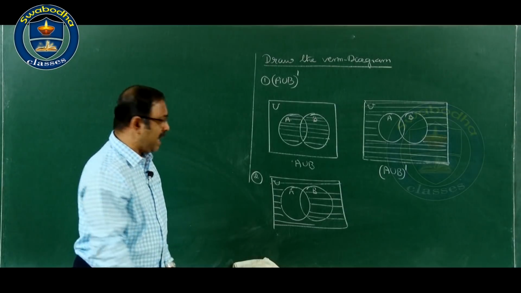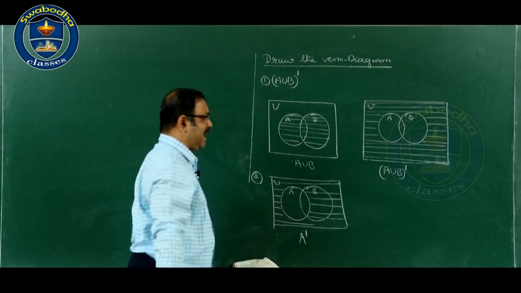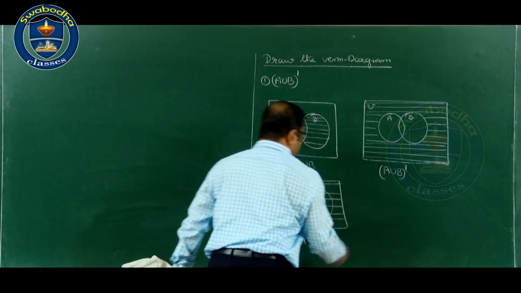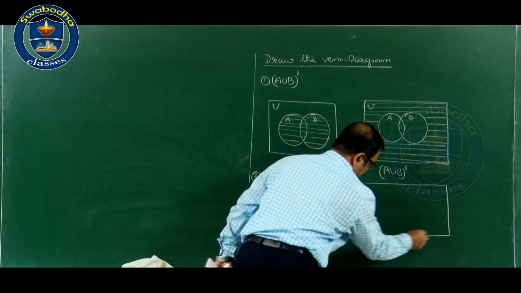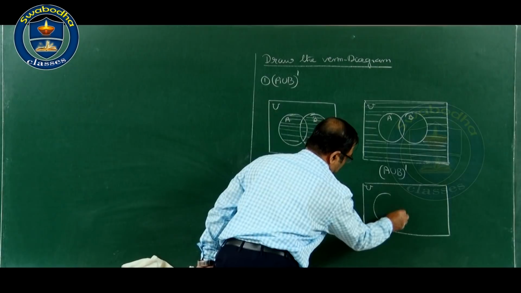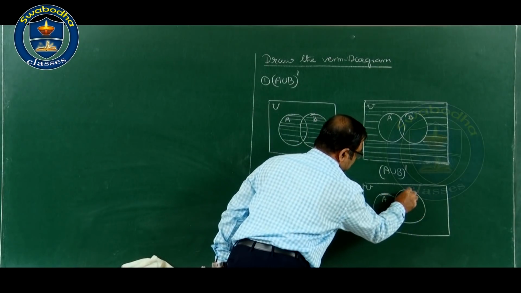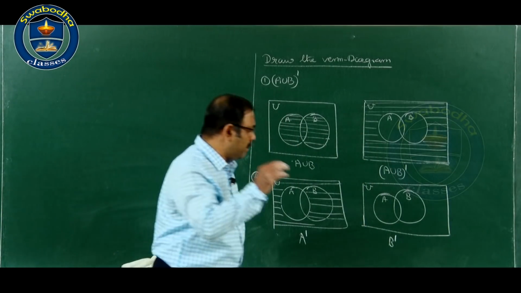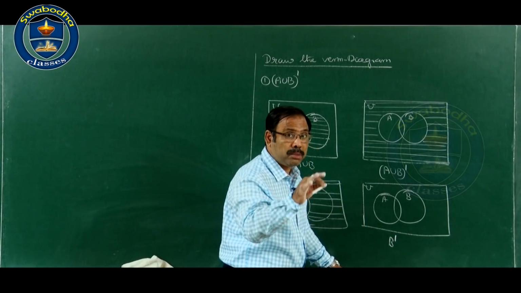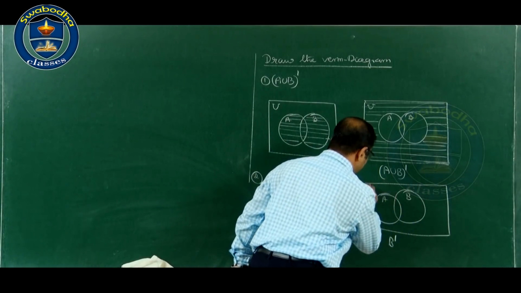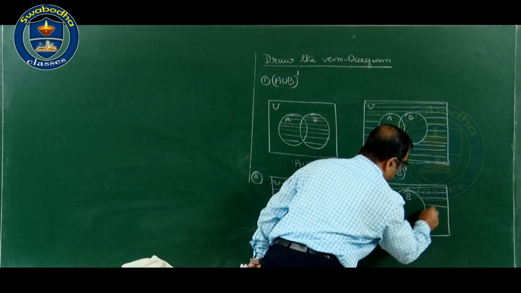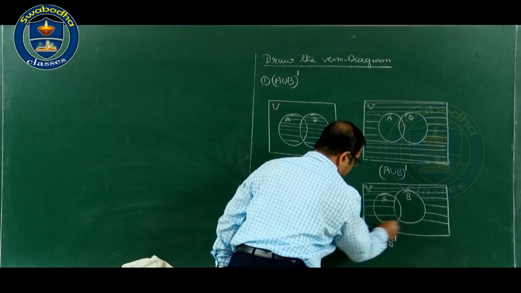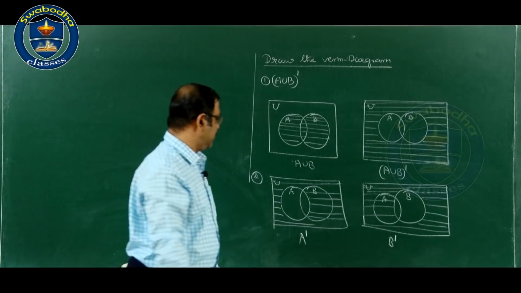See, this is A complement. What is this? A complement. Next we can write B complement. Now this is U, this is A, this is B. Now I want B complement. What is B complement? Elements which are not belonging to B. They are elements which do not belong to B. This is B complement. Look at this.